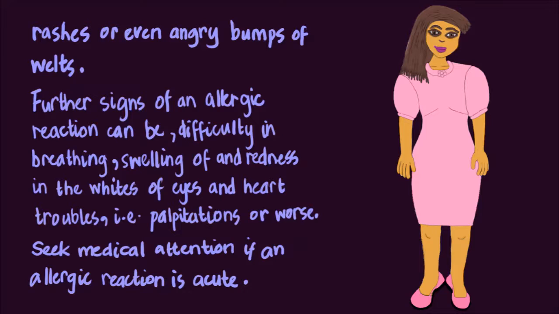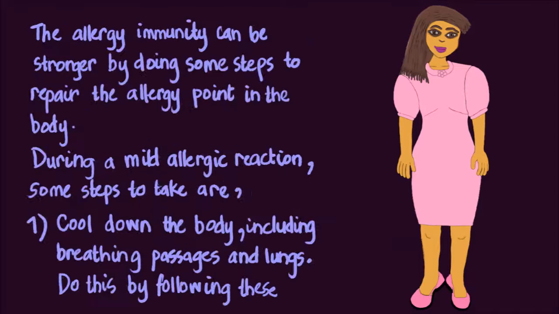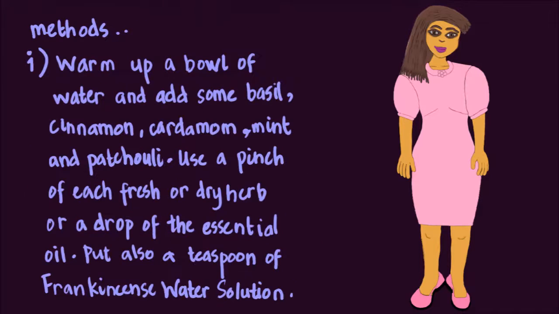Seek medical attention if an allergic reaction is acute. The allergy immunity can be made stronger by doing some steps to repair the allergy point in the body. During a mild allergic reaction, some steps to take are: 1. Cool down the body, including breathing passages and lungs. Do this by following these methods.